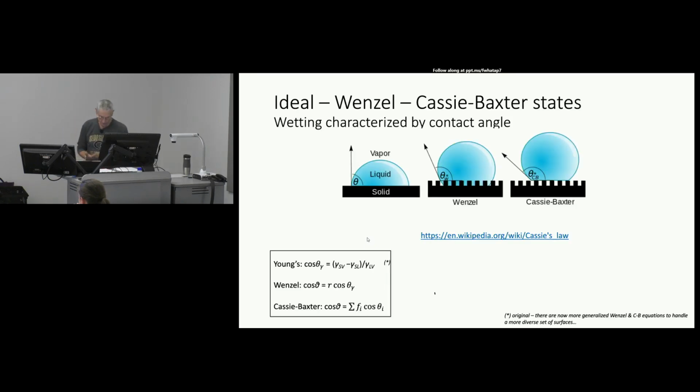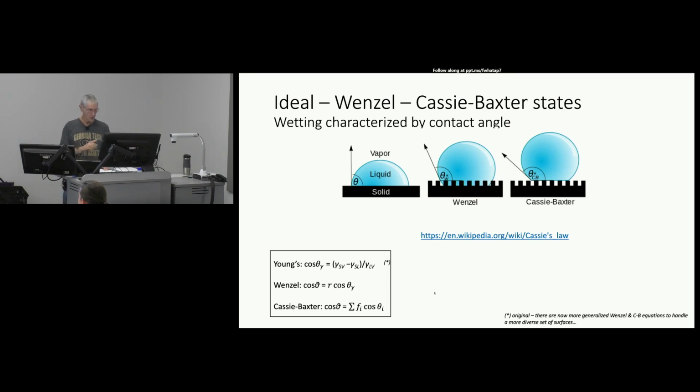So the ideal model on the left assumes a perfect surface, completely smooth, polished, no defects, which obviously doesn't exist in real life. It uses Young's equation. The box in the lower left shows Young's, Wenzel, and Cassie-Baxter's classical equations. And it describes the contact angle strictly in terms of the surface tensions associated with the three contact lines: the liquid vapor, the liquid solid, and the vapor solid, right?